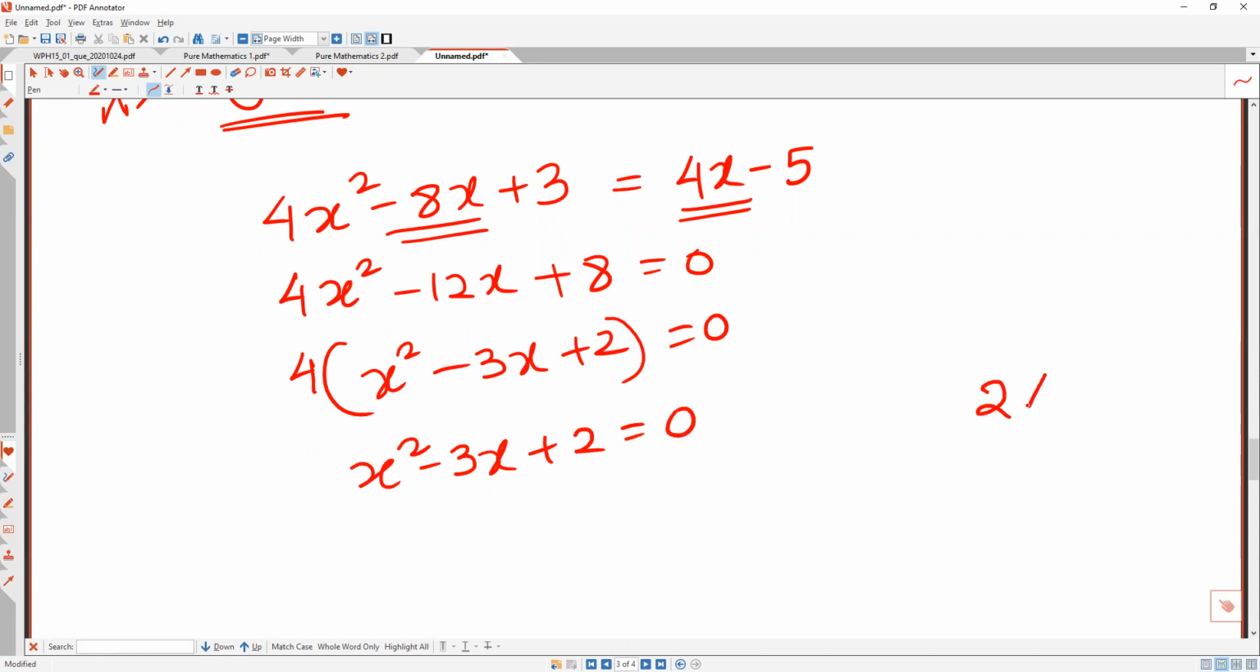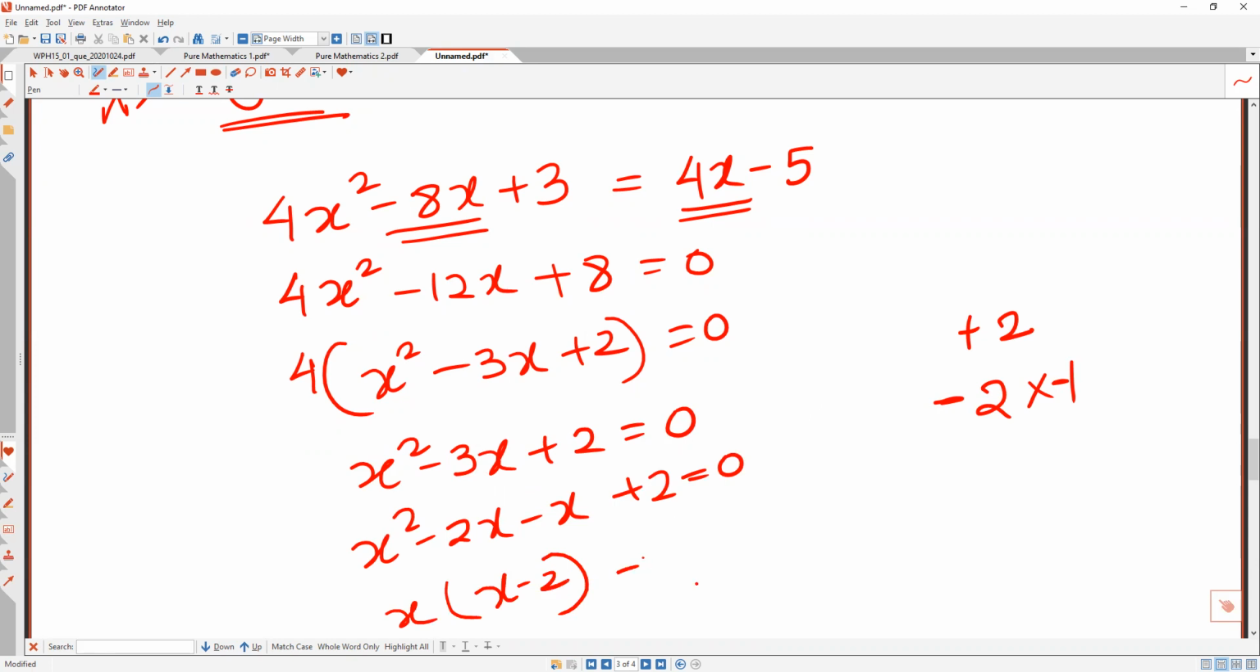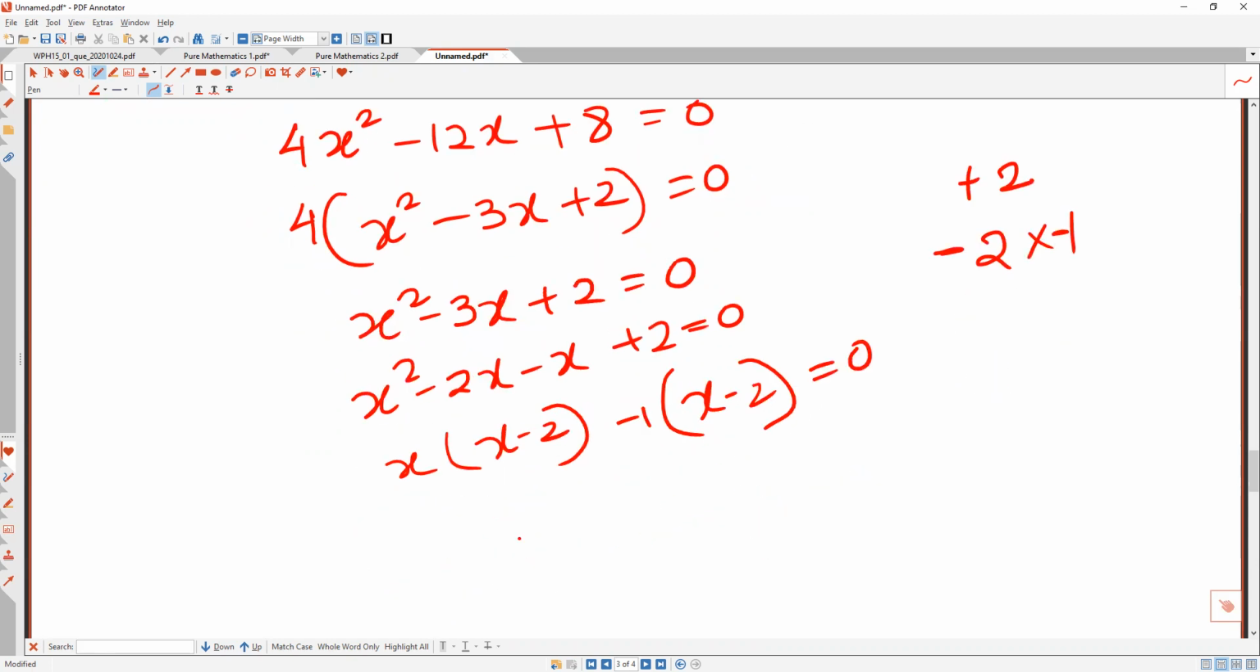So 2 into 1 is 2, and minus 2 minus 1 is minus 3. So x square minus 2x minus x plus 2 equals to 0. x(x minus 2) minus 1(x minus 2) equals to 0. x minus 1, x minus 2 equals to 0.